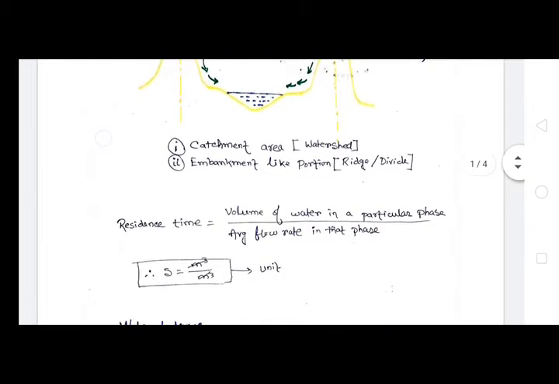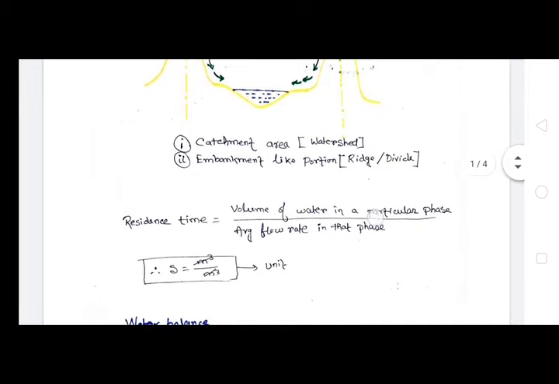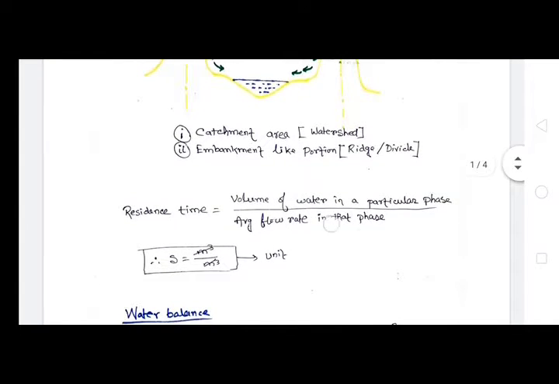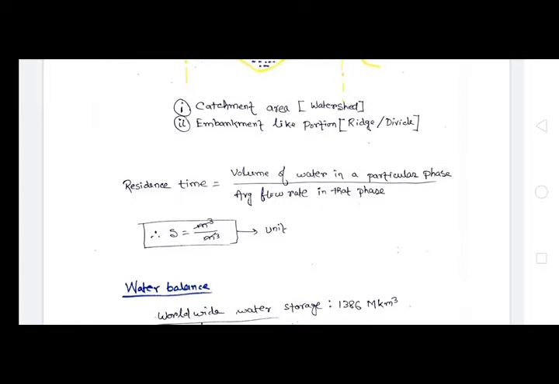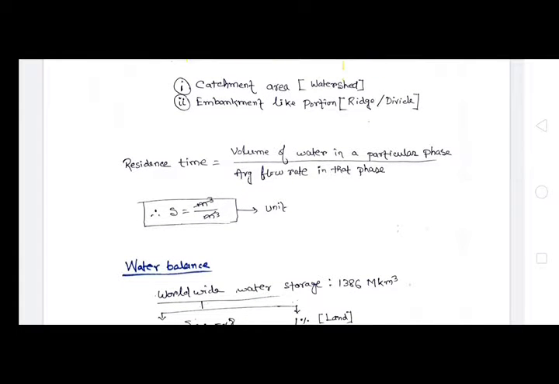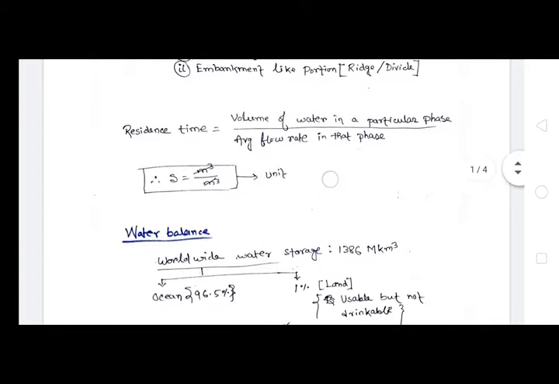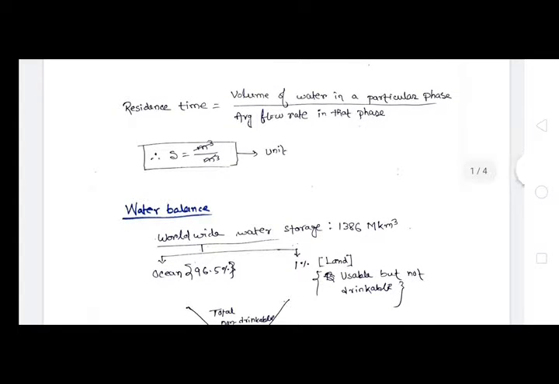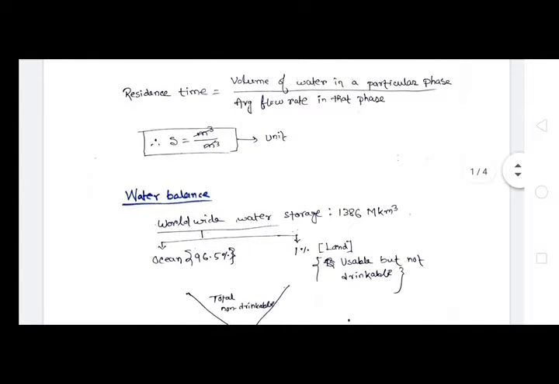Okay. So what is residence time? Residence time is the ratio of the volume of water in a particular phase to the average flow rate in that phase, and the residence time is unitless. Why? Because the volume of water in a particular phase is represented by m cube, and the average flow rate is also represented by m cube. Same unit ratio, so the result is unitless.